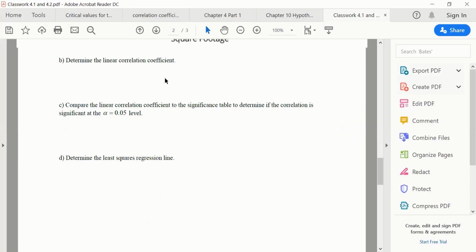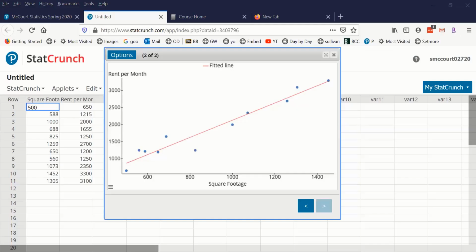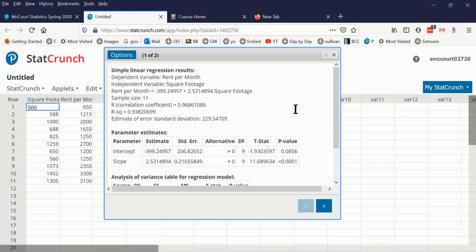Okay, so next it asked me to determine the linear correlation coefficient. Stop me if I'm going too fast. So the linear correlation coefficient, I'll go back to StatCrunch. And I'll go back with the arrow. And my linear correlation coefficient is my R, right here. So 0.9686, etc.